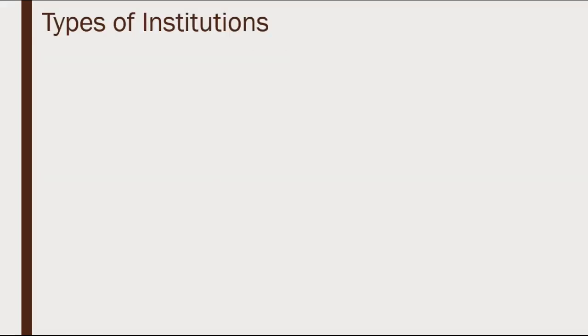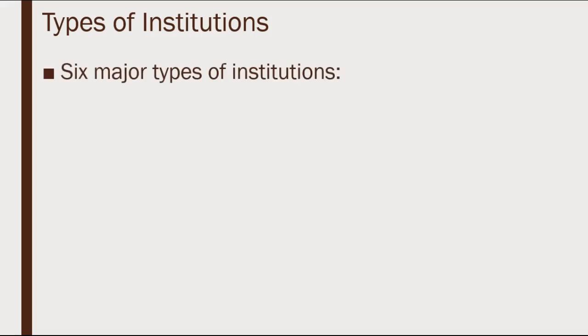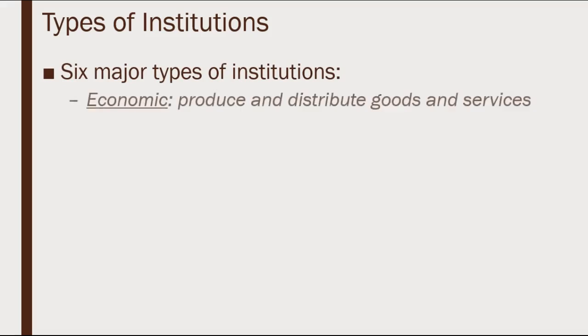And school is just one example of an institution. What makes an institution is the organization of social practices according to the criteria in the last slide. And those social practices fall under 6 major categories. So you can think of it as kind of like 6 different types of institutions.